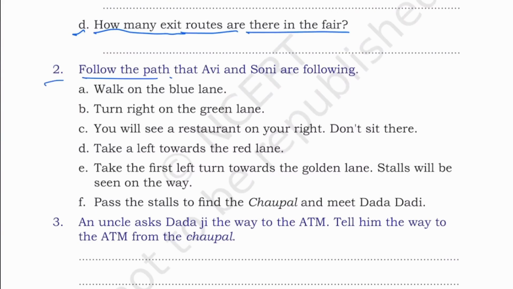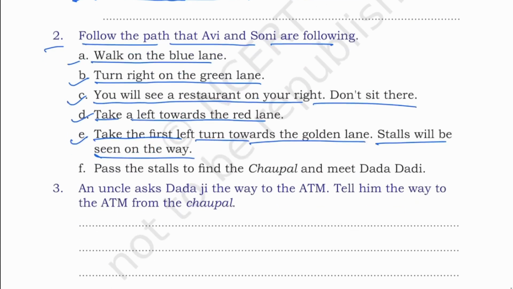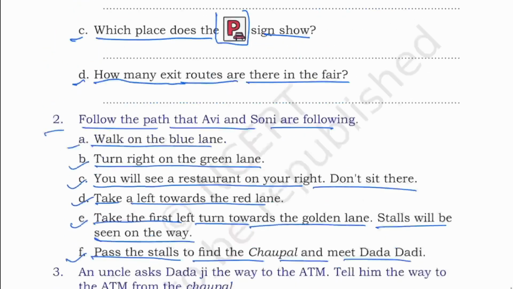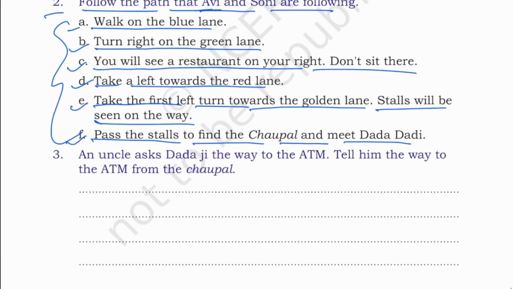2. Follow the path that Avi and Soni are following. A. Walk on the blue line. B. Turn right on the green lane. C. You see the restaurant on your right hand. Don't sit there. D. Take the left toward the red lane. E. Take the fast lane. Turn toward the golden lane. Stalls will be seen on the way. F. Pass the stall to find the chopal and meet Dada Dadi. These are the instructions given to Soni and Avi so that they may reach Dada Dadi.